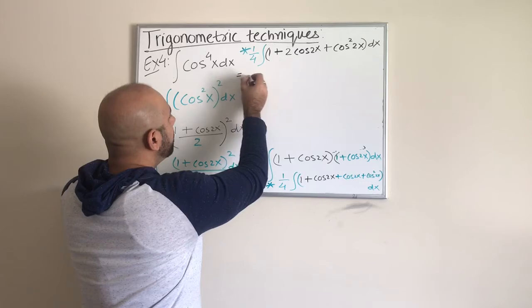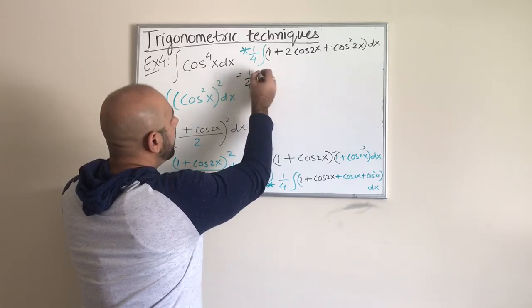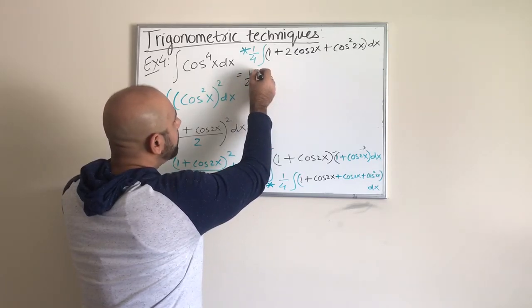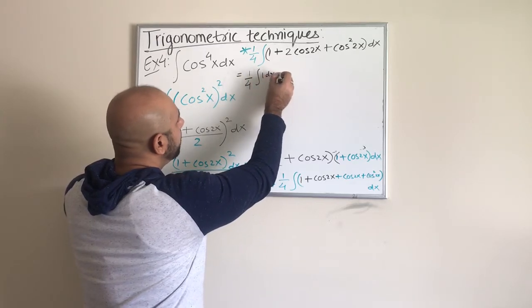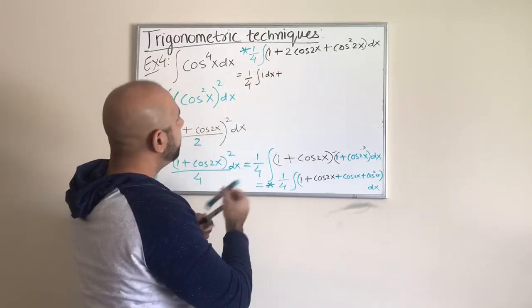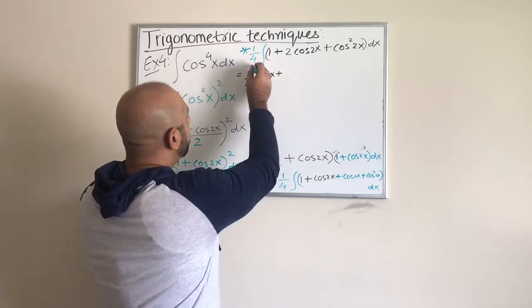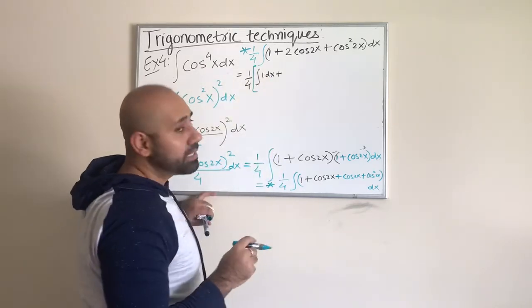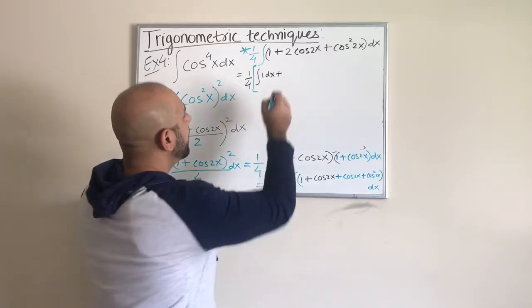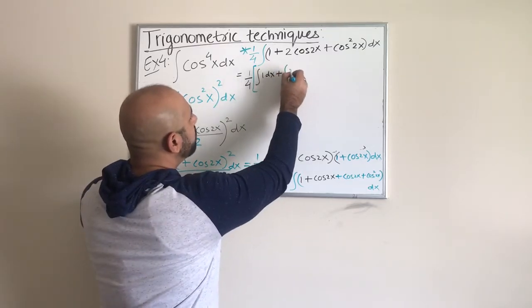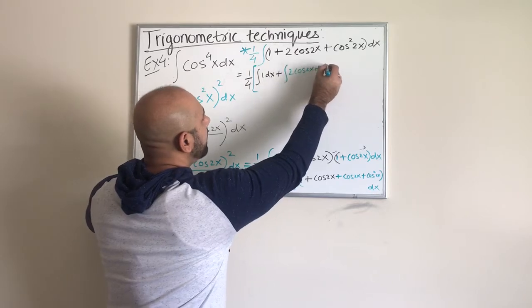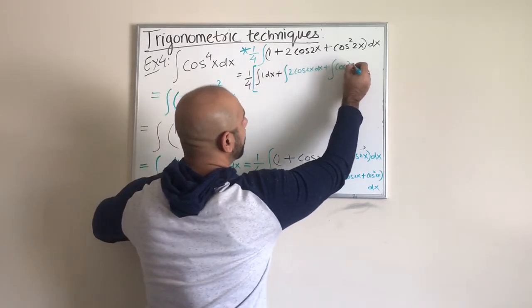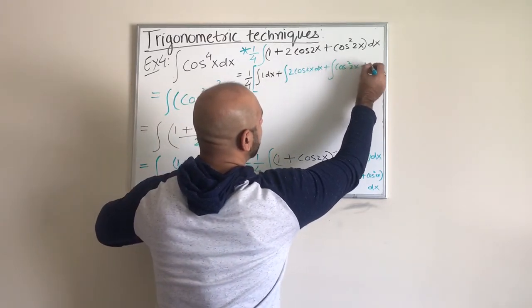So this is going to be equal to 1/4, and then let us break this down. So this is going to be the integral of 1 dx plus the second term, which will be the integral of, don't forget, 1/4 has to be multiplied by the whole thing. Then it is the integral of 2 cosine 2x dx, and then finally plus the integral of cosine squared 2x dx.